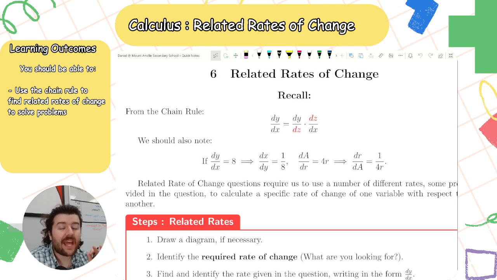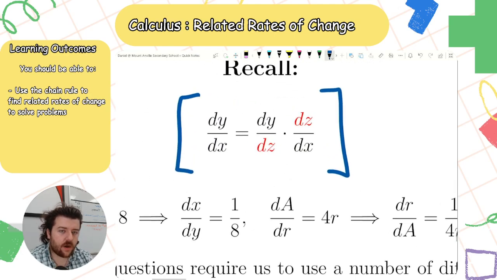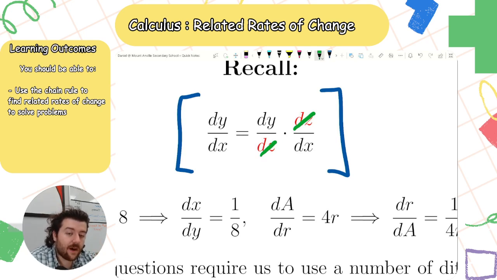Okay, so in this video, we are looking at related rates of change. We need to remember something from our chain rule here. Why it's called related rates is that I could find dy/dx, the rate of change of y with respect to x, by using the rate of change of y with respect to z and the rate of change of z with respect to x. If I multiply those two together, we treat them like fractions, they cancel out, and I get dy/dx.